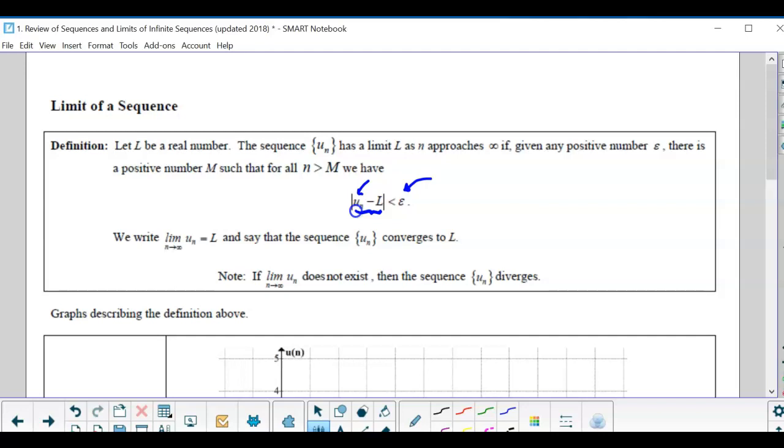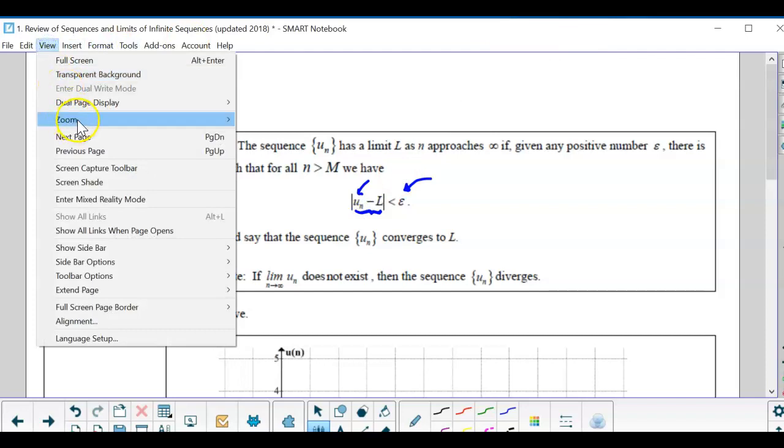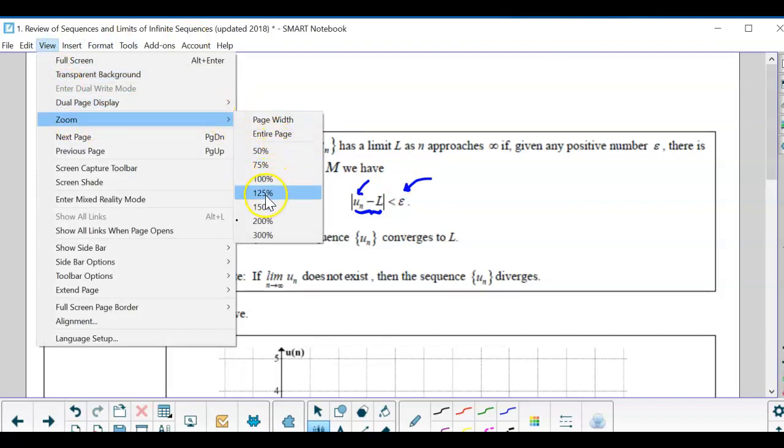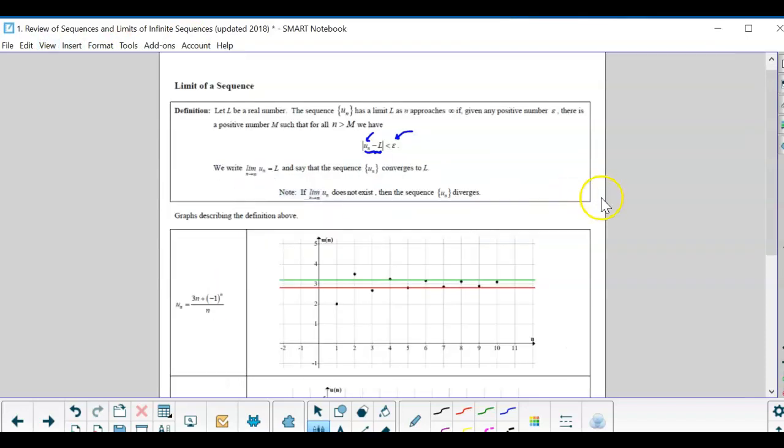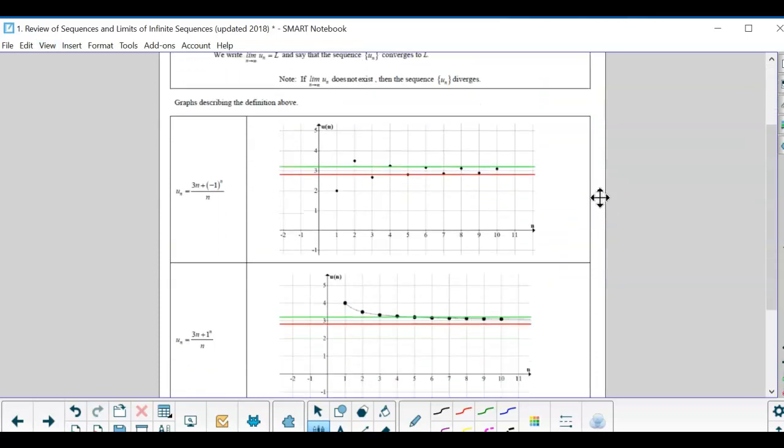So we write the limit of u sub n as n goes to infinity equals L, and say that the sequence converges to L. If the limit does not exist, then it diverges. So we're going to look at some graphs here to help us with this. I'm just going to minimize. So this is describing the definition above.